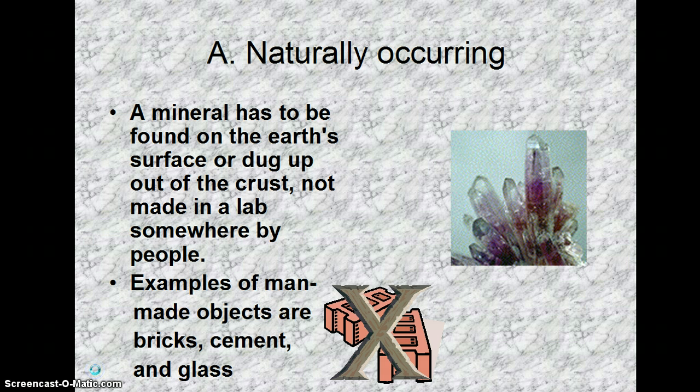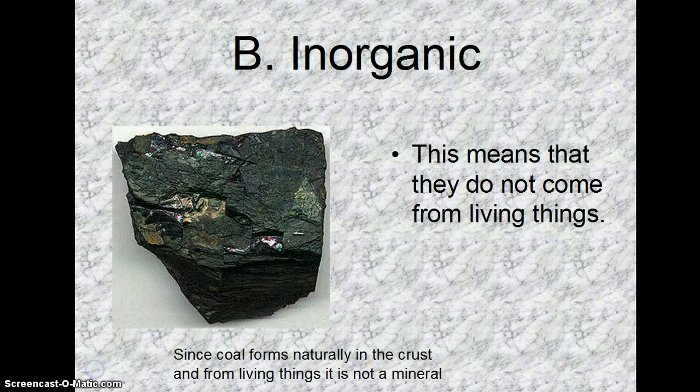All right, so what is naturally occurring? Naturally occurring means that a mineral has to be found on the Earth's surface or dug up out of the crust. It is not made in a lab. It's not made by people. So examples of man-made objects are bricks, cements, glass, plastic bottles, pens, anything like that. So it has to be naturally occurring.